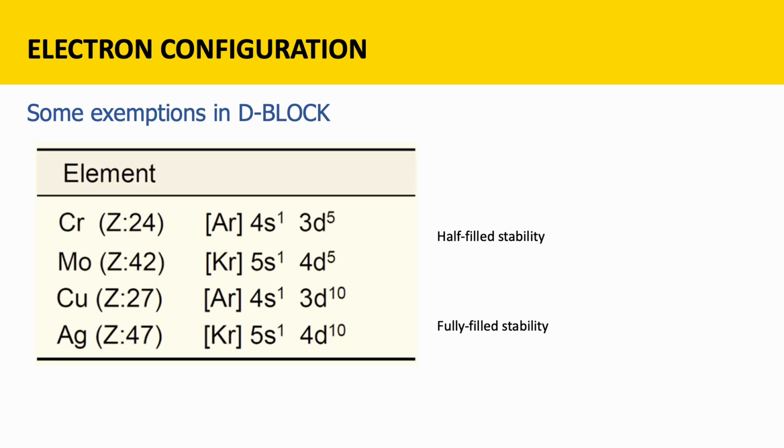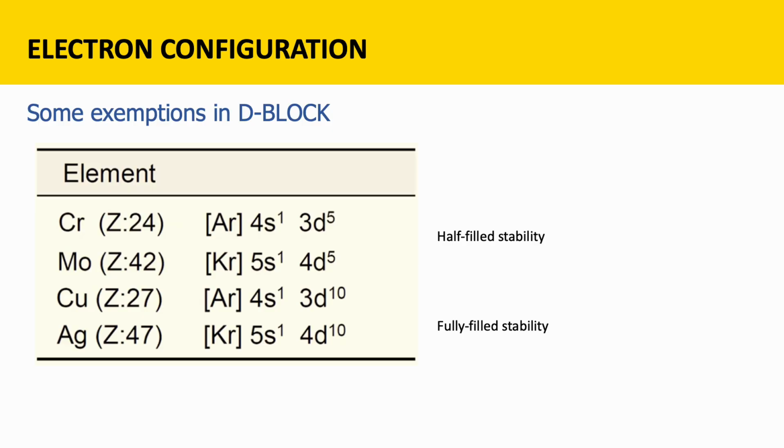Okay, so nature prefers symmetry. Hence, half-filled stability and fully filled electron configurations are favored. Okay, so if your electron configuration has the ability to form half-filled or fully filled, then that configuration would be preferred over the other. Okay, for example, for your copper and silver.